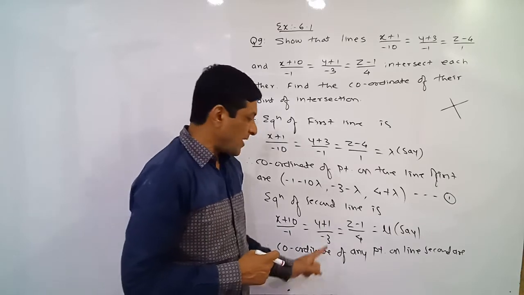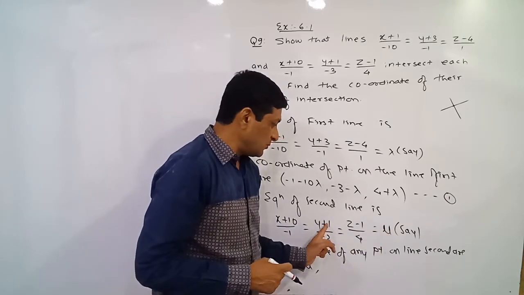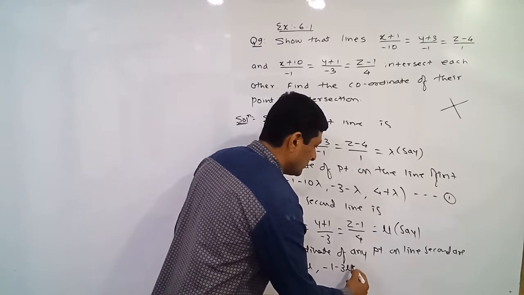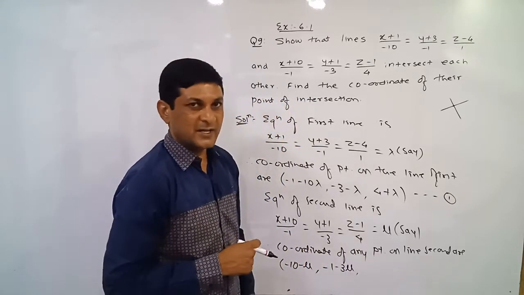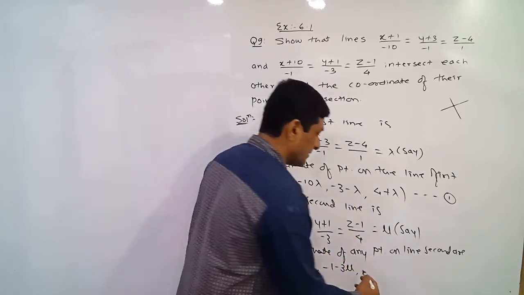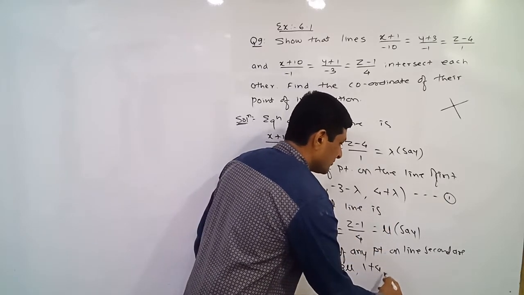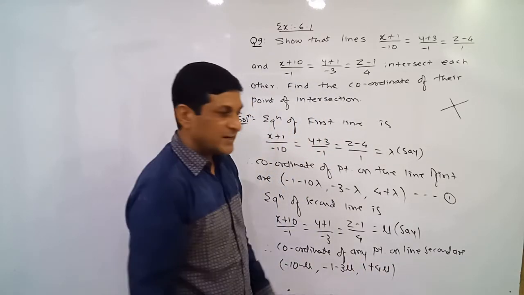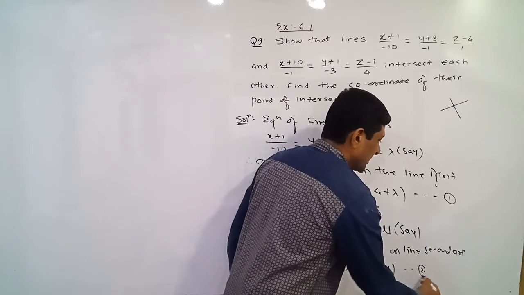Now find the y coordinate. Minus 3 mu, and plus 1 on this side becomes minus 1, means minus 1 minus 3 mu will be the y coordinate. Lastly, find the z coordinate. 4 into mu is 4 mu, and minus 1 on this side becomes plus 1, means 1 plus 4 mu will be the value of the z coordinate. Let us denote it by equation number 2.